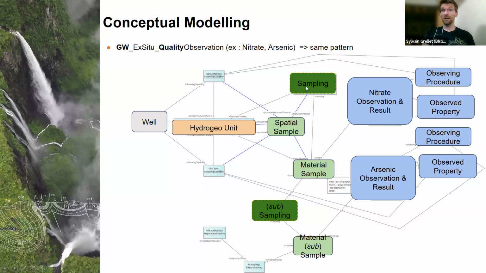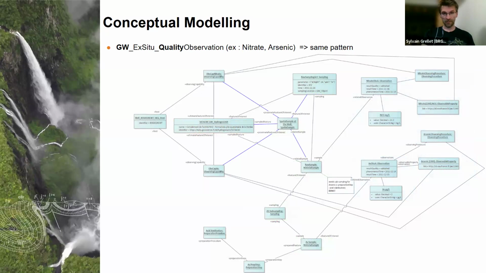You have a sampling act. Here we are on groundwater, so it's a hydrogeological unit at a given location. We generate a sample. One part of this can directly go to lab for nitrate observation. But if you want to run arsenic concentration analysis, we need to stabilize the physical sample before it reaches the lab. So from a first material sample, you subsample it into another one. You can describe the preparation steps, and then you push it to the lab. That's what domain people do, and that's how we would describe that using the standard. And these are actual values as well from the information system.